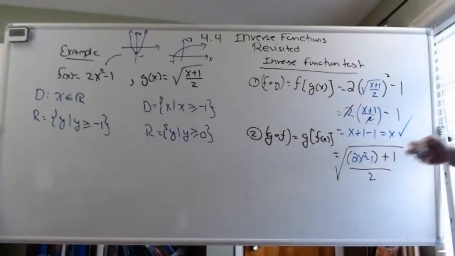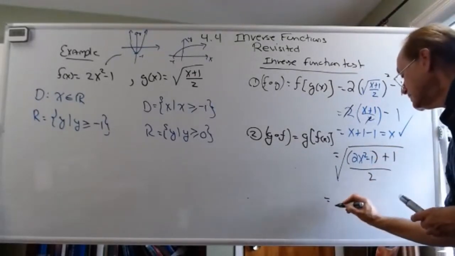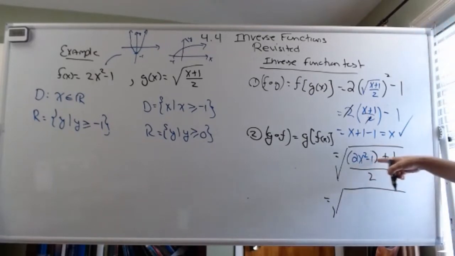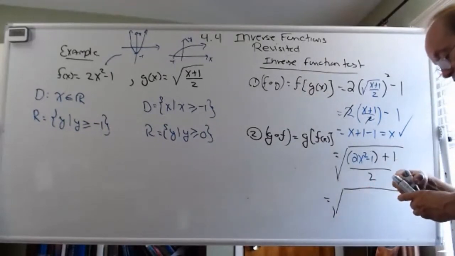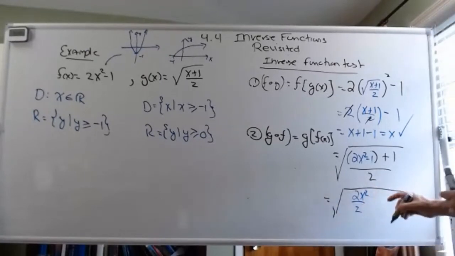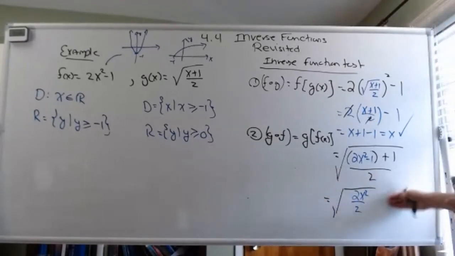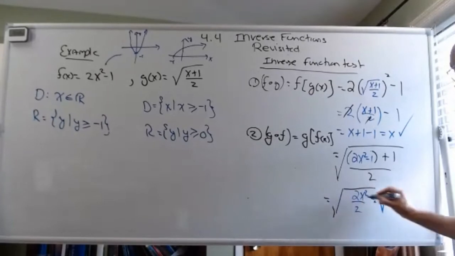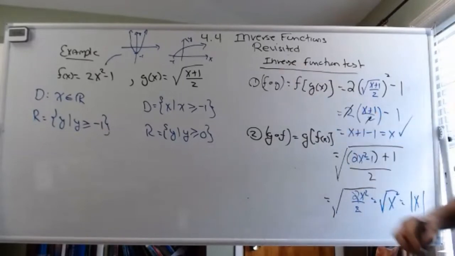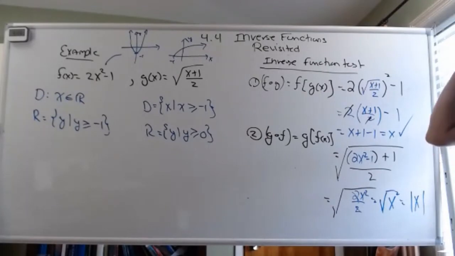Well, I can just drop the parentheses over here. That becomes the square root of 2x squared minus 1 plus 1, so it's just 2x squared over 2, which is simply equal to the square root of x squared, because the 2's cancel, which is really the absolute value of x. That's where we're going to have our restricted domain over here.